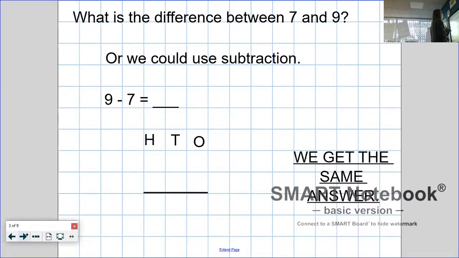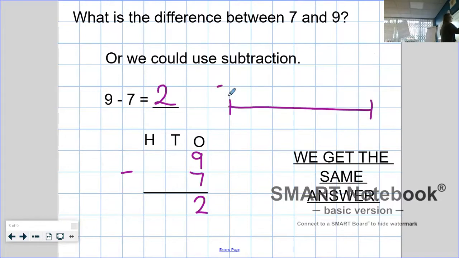So first, what is the difference between 7 and 9? Let's have a look. We don't even need to do it like this. You should just know 9 take away 7 is 2. The difference between 7 and 9 is 2. I could have done 7, 8, 9, and done 1, 2, and known that it's 2, but I could have just done 9 take away 7. It gave me the same answer.